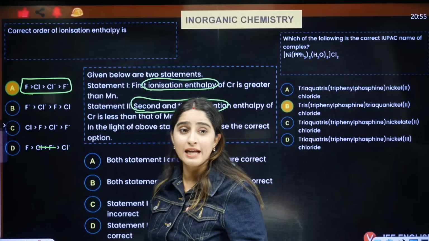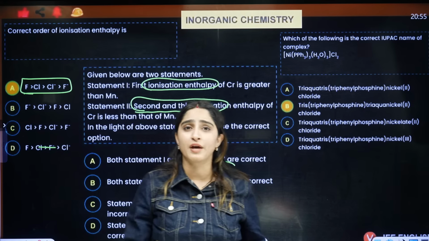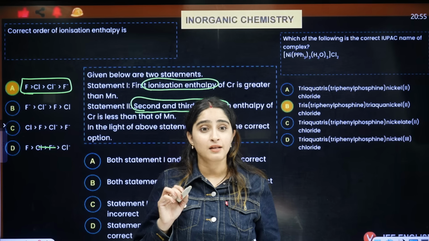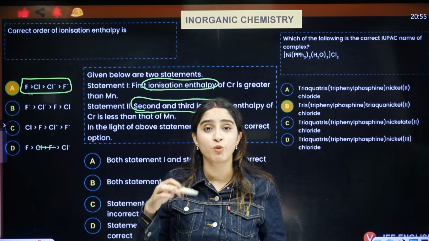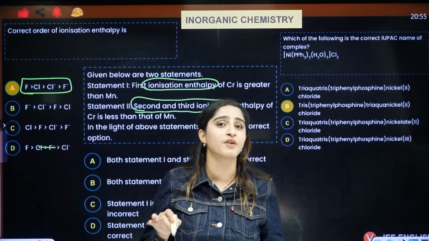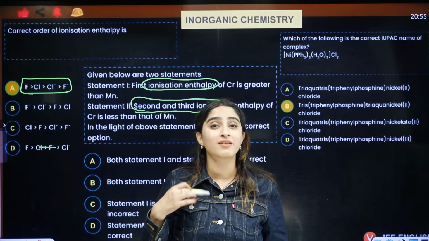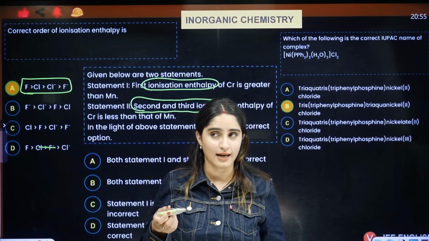Then KMnO4 and K2Cr2O7 are very important for you. Then magnetic moment calculation from the d and f block is very important for you. This is what they are asking again and again, right?